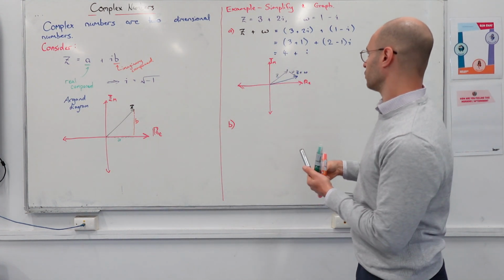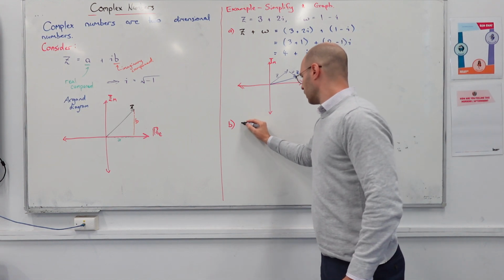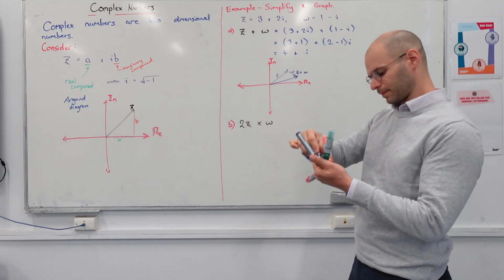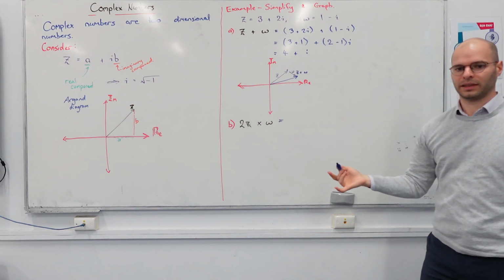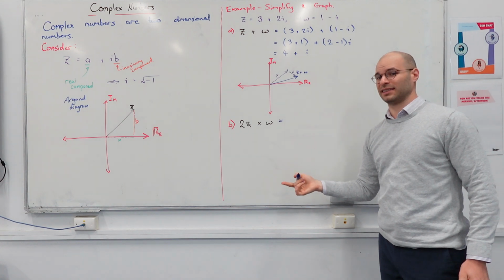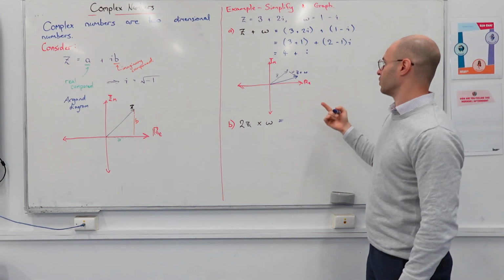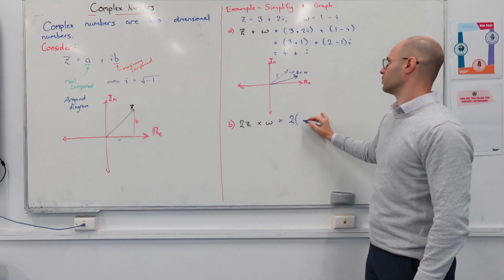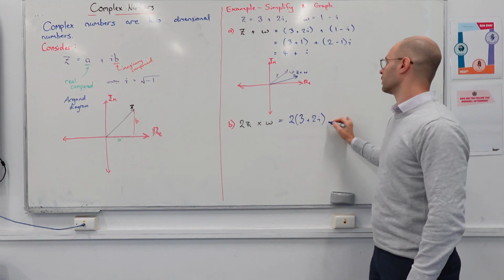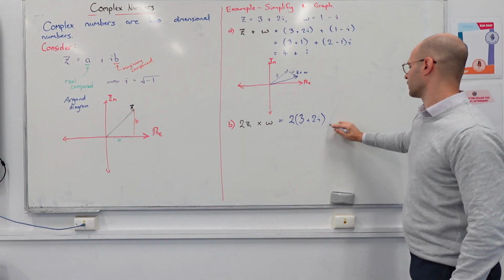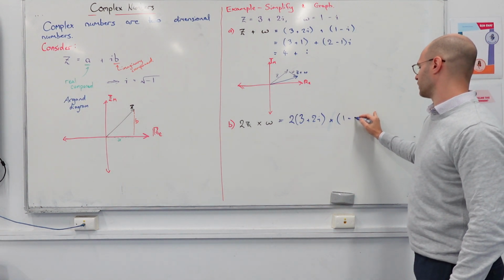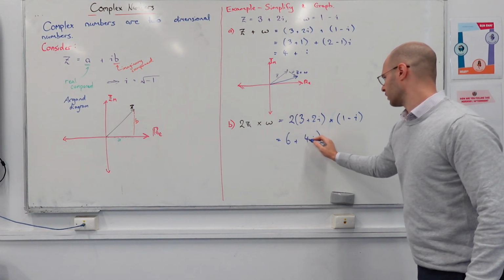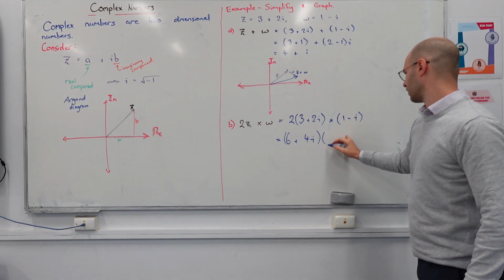b. Suppose we have 2Z multiplied by omega. Again, we're simply just going to do the multiplication as if we're expanding brackets, simplify the complex components and then collect the like terms. So this is going to turn into, subbing in for Z, 2 times (3 plus 2i) times 1 minus i. Expanding out, 6 plus 4i, times 1 take i.